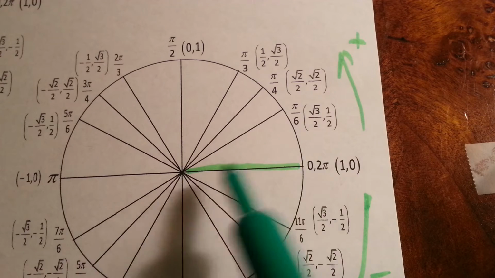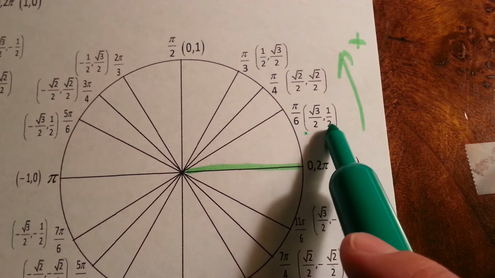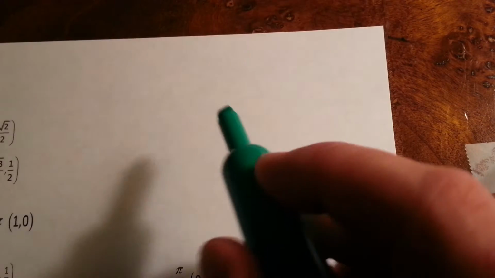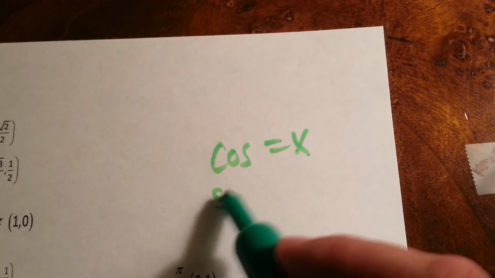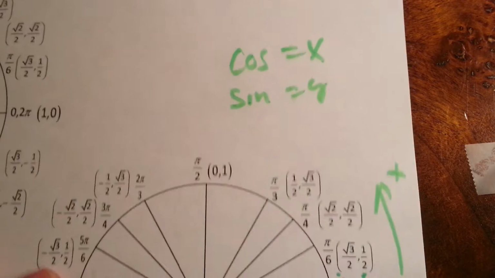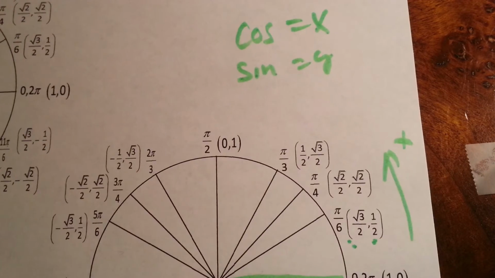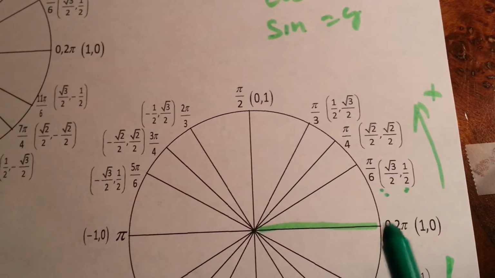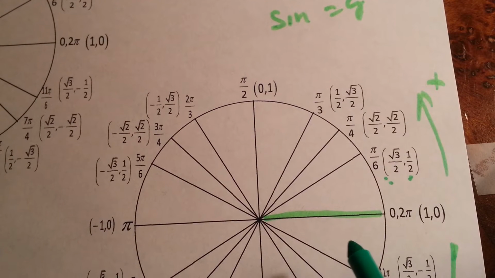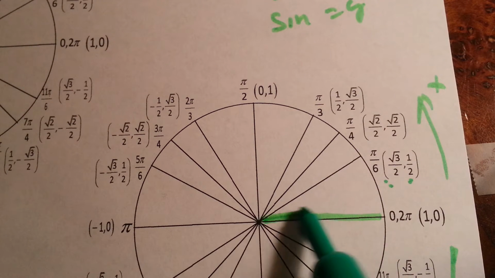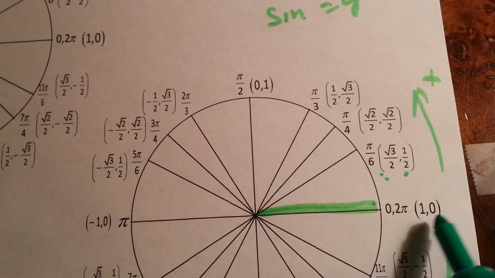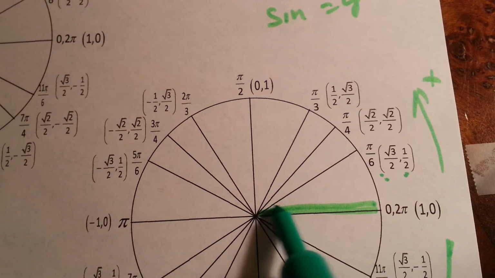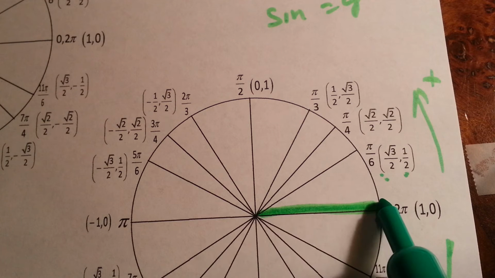The radius is 1, but remember this is cosine, sine, x, y. Cosine is basically your x, and sine is basically your y value. So, as we go around this graph, let's talk about cosine. Right here, we start off at our starting point at 0 or 2 pi. Our cosine is 1. Our x, that's the length of this radius, is 1.